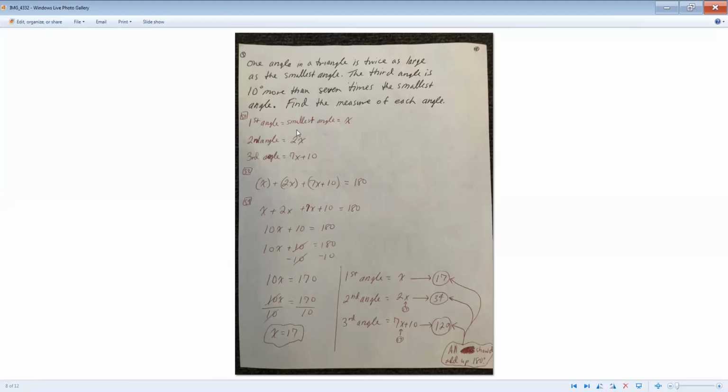Then you go back and make sure you answer the question, find the measure of each angle. x is equal to 17, so that's the first angle. 2 times x is 34. Then 7 times x plus 10, that will be 129. And don't forget, all 3 should add up to give you 180 degrees.